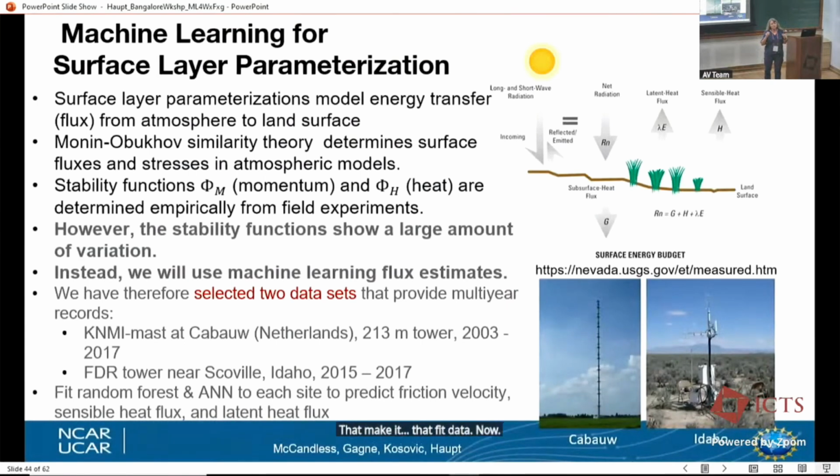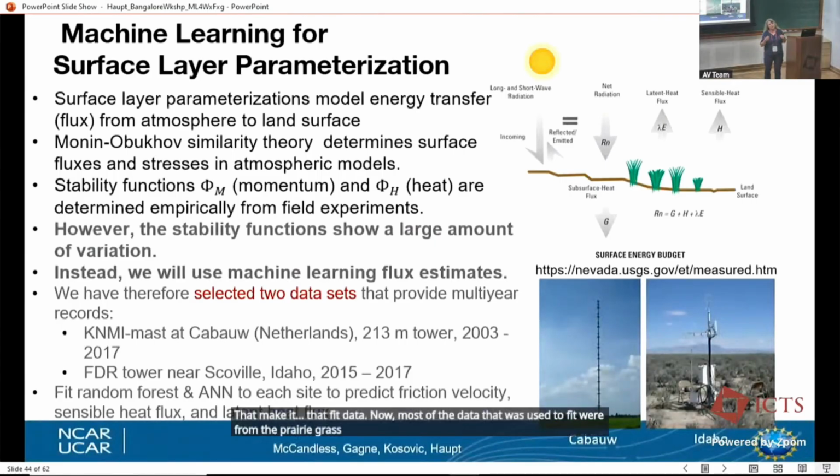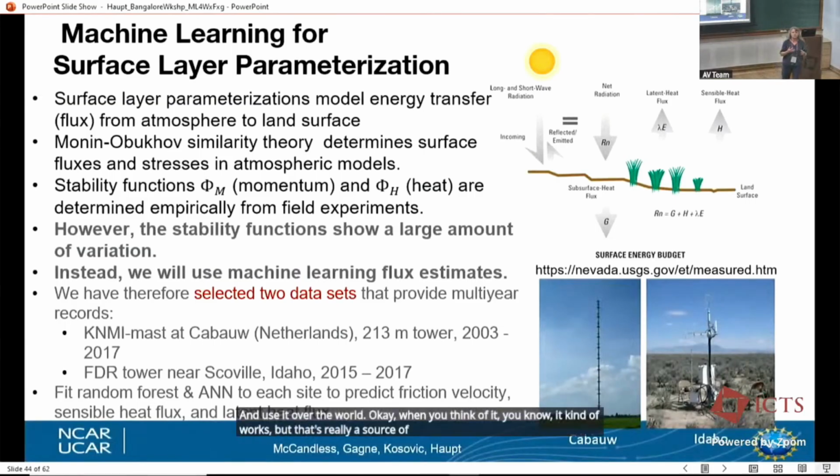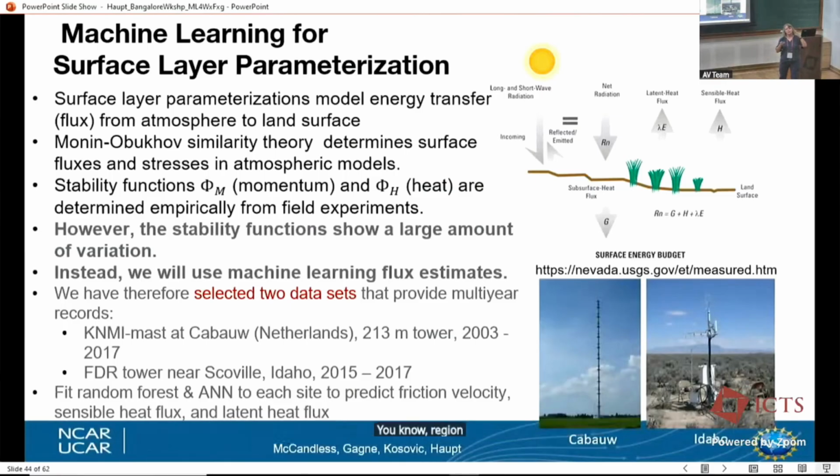Now, most of the data that was used to fit were from the prairie grass experiments done in the 1960s in the middle part of the US on flat terrain. So they fit the coefficients there, they put it in our NWP and climate models and use it over the world. Okay, when you think of it, it kind of works, but that's really a source of uncertainty in our NWP models, that we don't really have region specific or area specific.